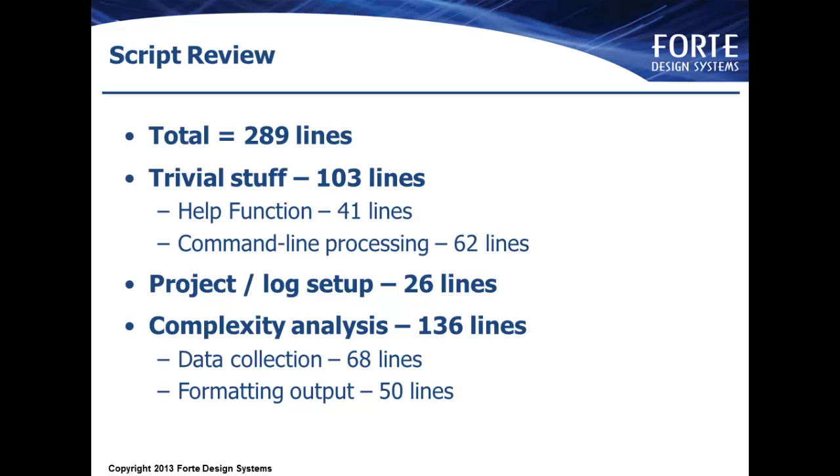Let's review our script and the difficulty of creating it. Overall, it's about 289 lines of code, including comments. Trivial stuff like processing command line arguments and the help function make up about 103 lines of this. Setting up the API and getting object handles of the module and synthesizer configuration are another 26 lines of code, and our complexity analysis function is the meat of the program, making up 136 lines of code. Of this piece, the data collection, which makes the heaviest use of the API, is 68 lines of code, and the data formatting is 50 lines of code.